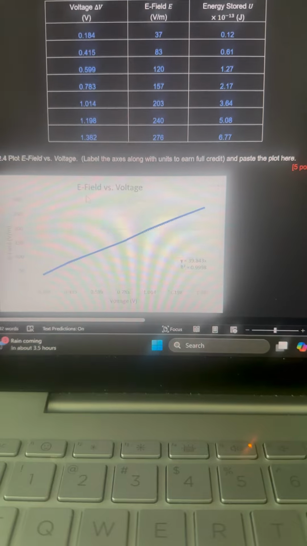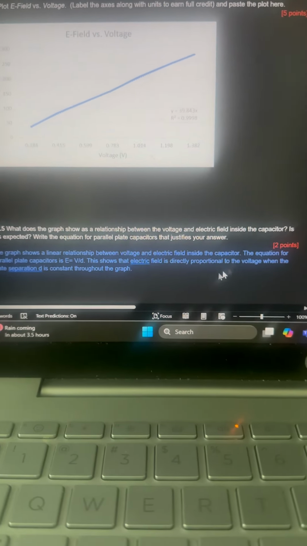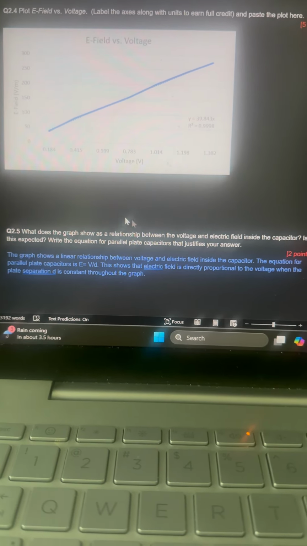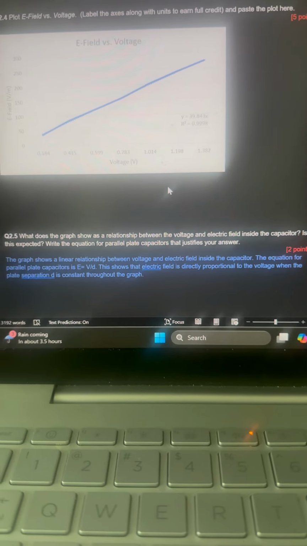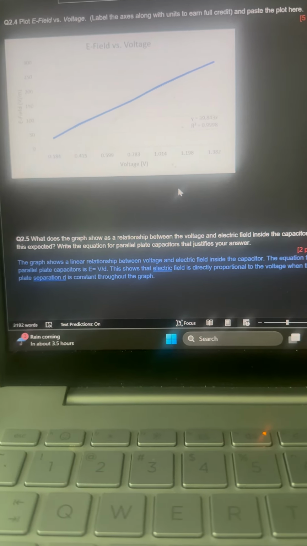This was a graph that I used for electric field versus voltage, and the graph shows a linear relationship for the parallel plate capacitors given by the equation E equals V/D, where V is the voltage and D is the distance. We can see as the distance is decreased, then the electric field is stronger.